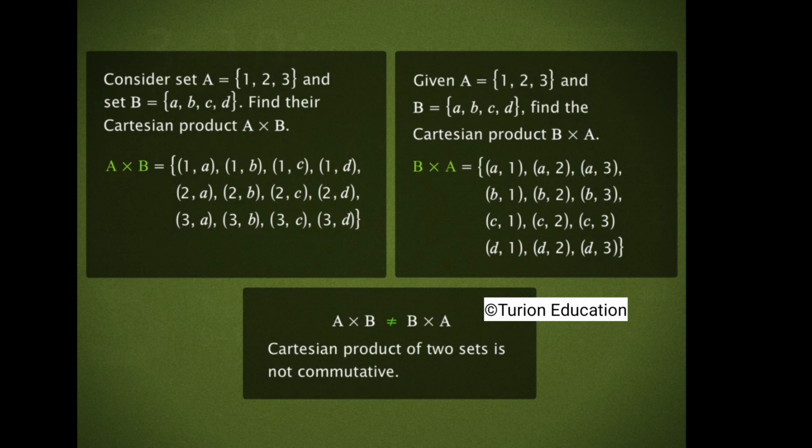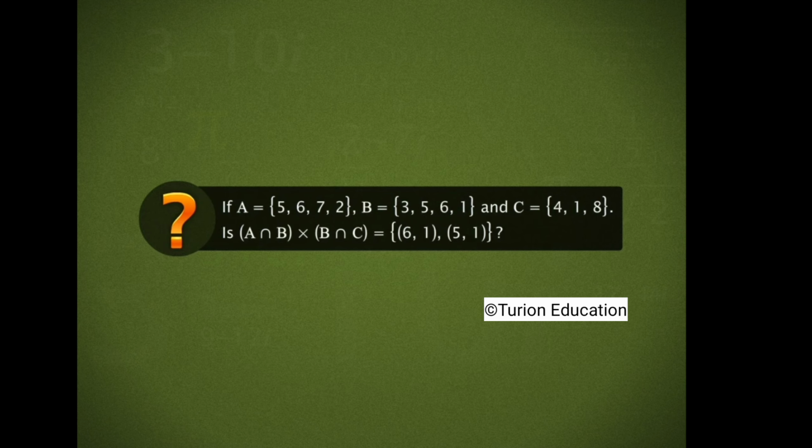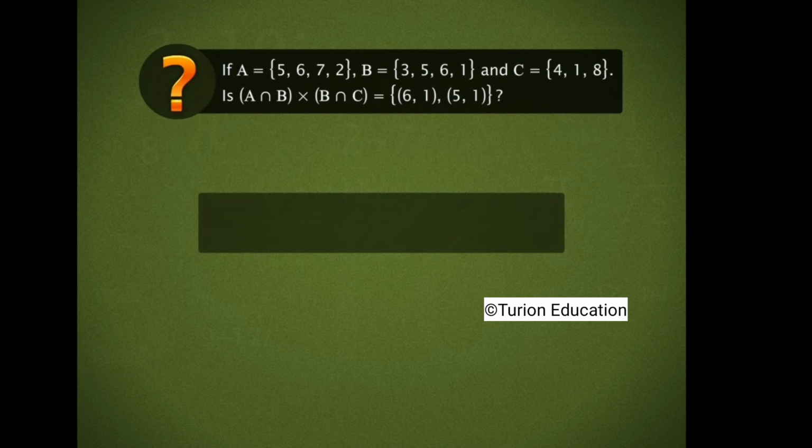Now we know how to find the Cartesian product of two sets with ease. Shall we move further, where we have to perform operations on more than two sets first, and then find the Cartesian product? Here, we are given three sets, A, B, and C. We have to check whether the set of ordered pairs given is the Cartesian product of A intersection B and B intersection C. We will first find out A intersection B and B intersection C.